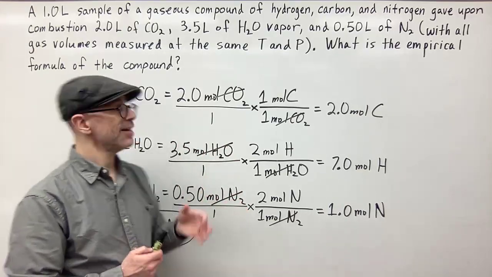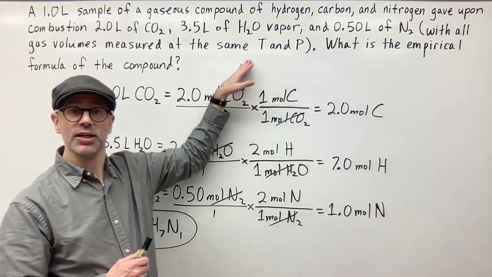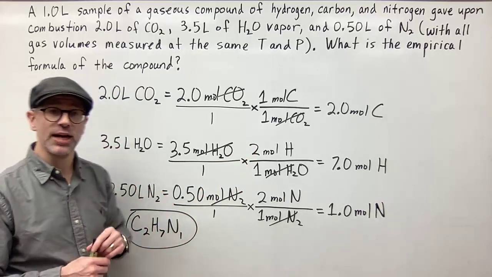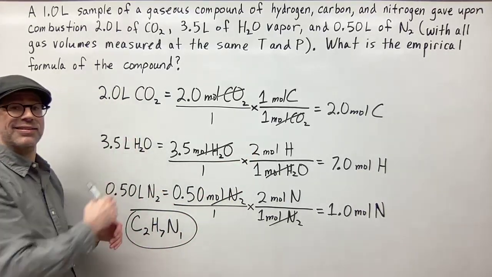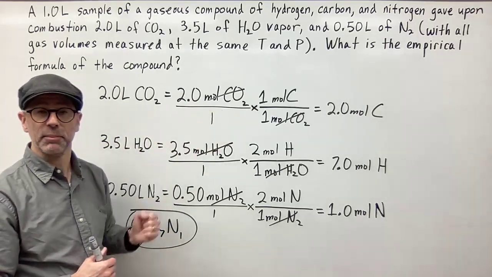But in this case, since they told us that it was same temperature, same pressure, the temperature and pressure is constant, we can avoid doing that extra calculation because we know that the volume in liters is going to be directly proportional to the moles, so we can treat them the same.